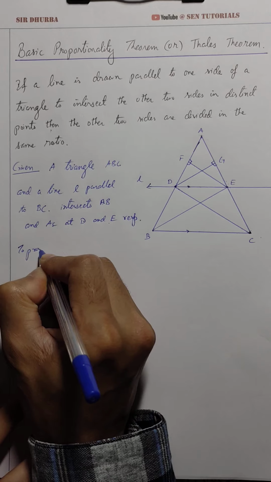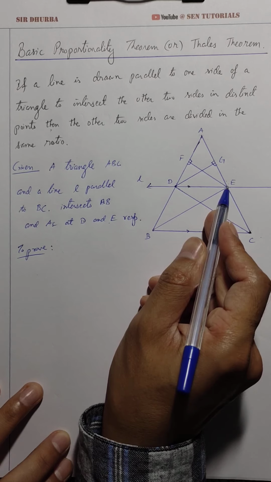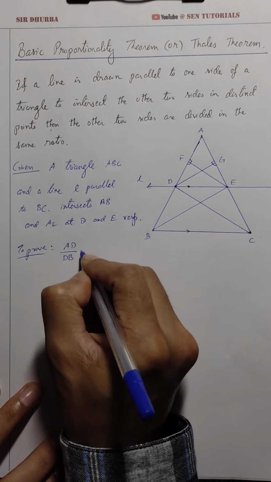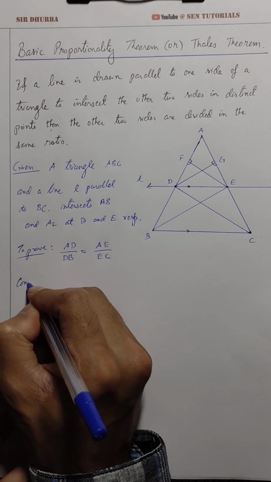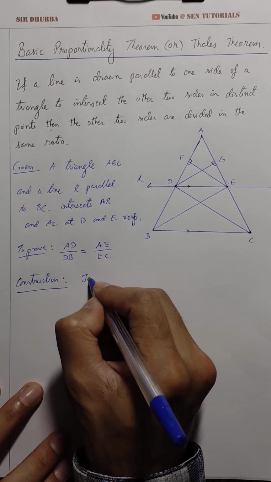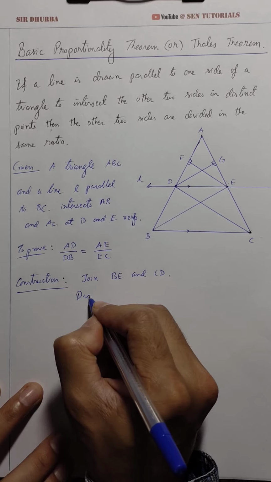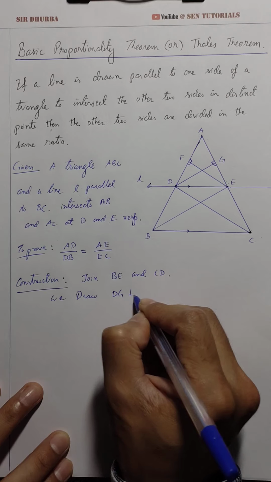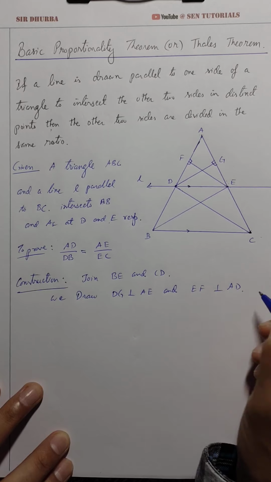To prove, just one of the proofs we can do is to prove that this line divides the two sides in the same ratio. That is, we can prove AD by DB is equal to AE by EC. That would be enough. So for that construction, what we will do is we join BE and CD. We also draw DG perpendicular to AE and EF perpendicular to AD.